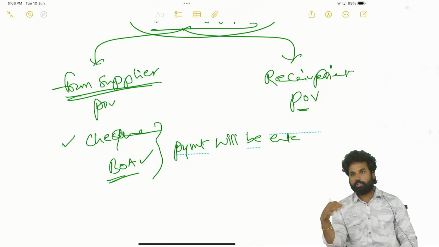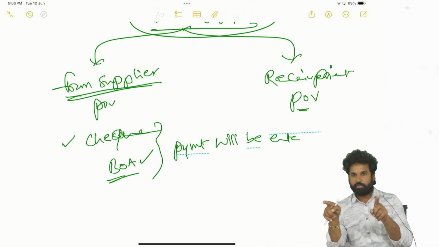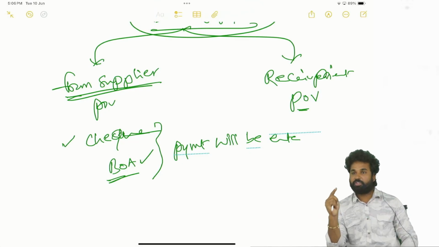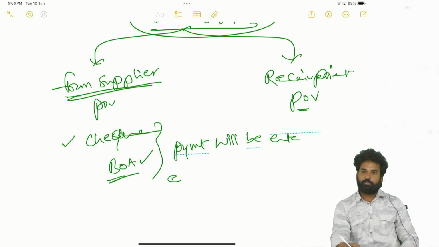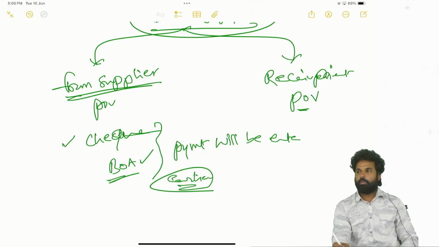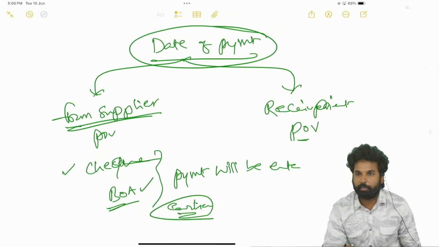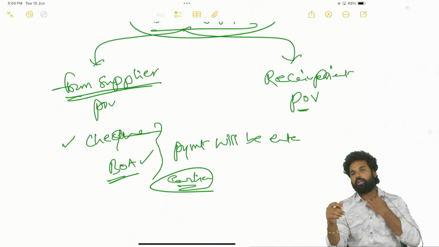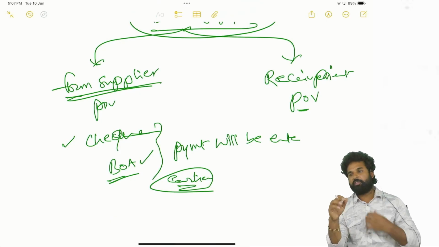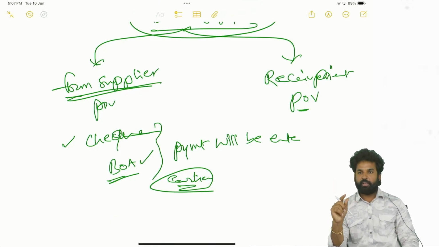So it will be deposited to the bank account, maybe at a later point of time, or maybe deposited to the bank account but cleared after 1 or 2 days. There is a difference between the entry in the books of accounts and the date of actual credit in the bank account. So whichever is earlier will be taken as the date of payment. So date of entry in the books of accounts or date of credit in the bank account, whichever is earlier, will be taken as the date of payment.